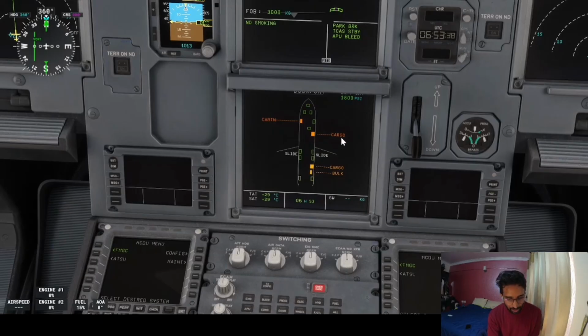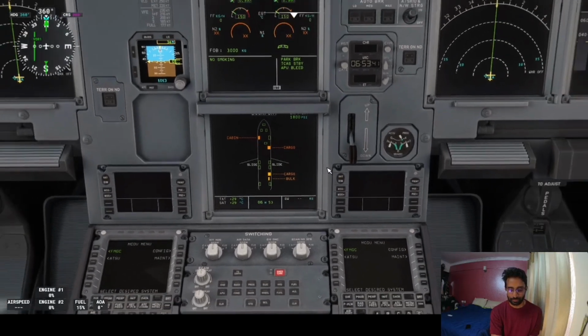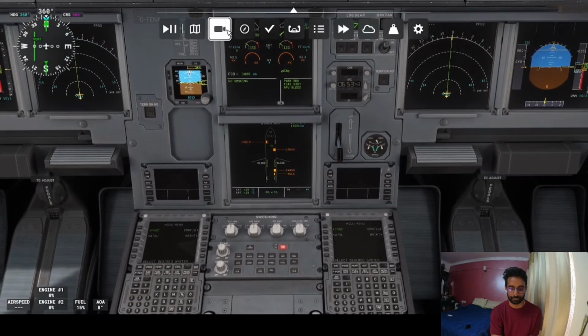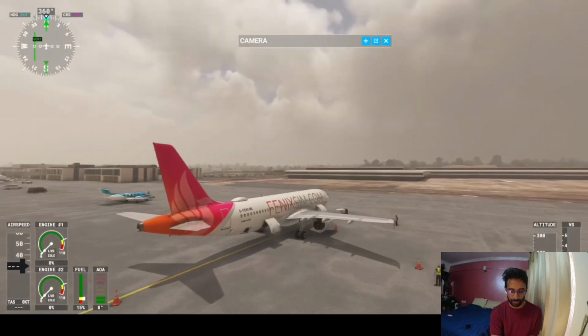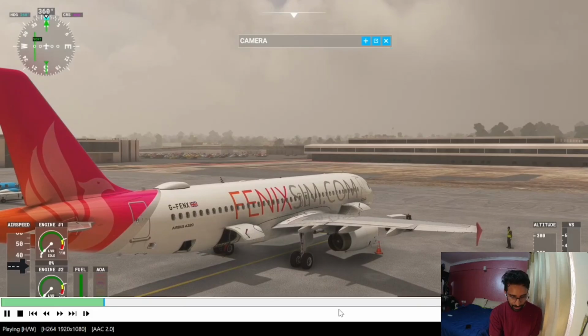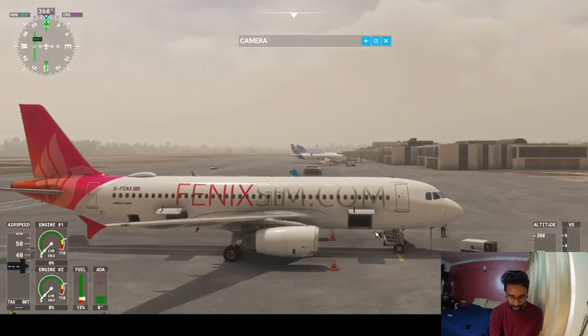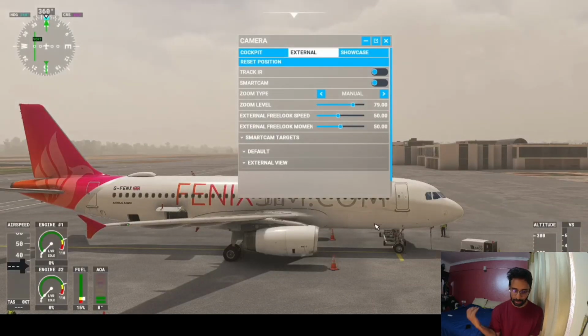So I turned on the forward cargo, opened it. So amber means open. Cargo, the aft cargo and the bulk cargo. So you can notice the cargo doors opening. So this is your bulk cargo. This is your aft cargo, and this is your forward cargo. So these doors are opening, right? So this is done by the ground crew, not us.